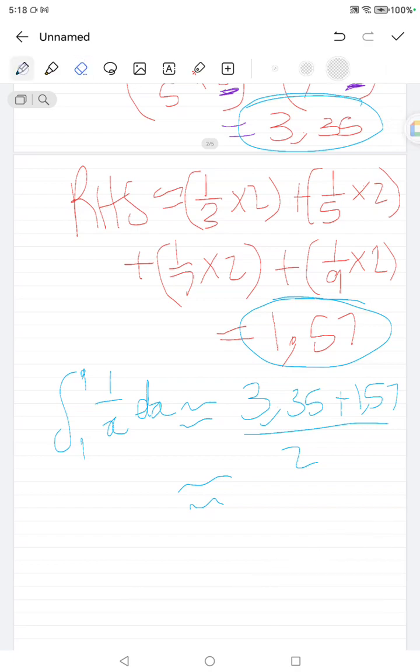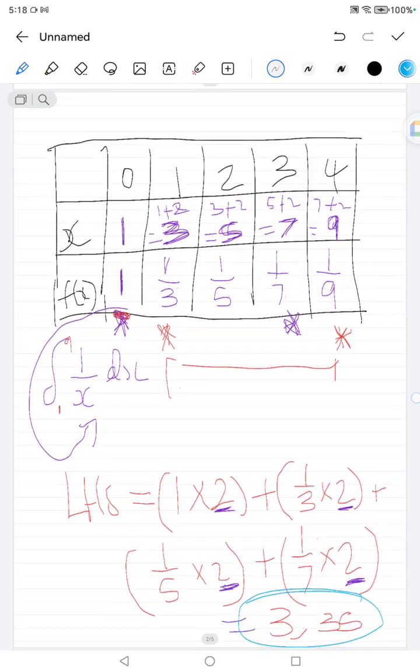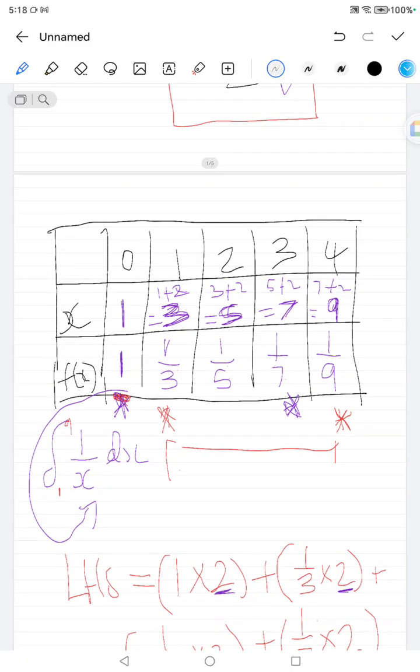2.46. Okay, sorry about that. We have a 2.46. Then that's basically your Riemann rule. So yeah, that's how it is.